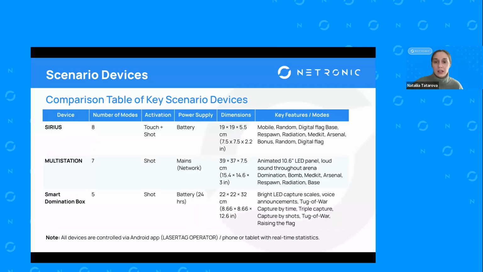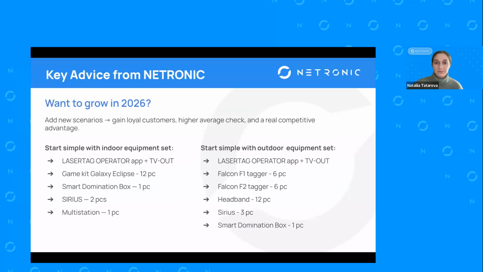Here we have a table where you can see the comparison between the devices, because I guess the most difficult is to understand the differences between the multi-station and the SIRIUS. So if you want to, you can take a screenshot. Here we have the information about the power supply, dimensions, whether it's mobile or if it has to be connected to the power supply, and the modes, like a list of different modes that the devices can work in, right?